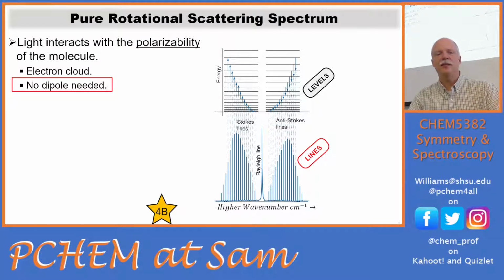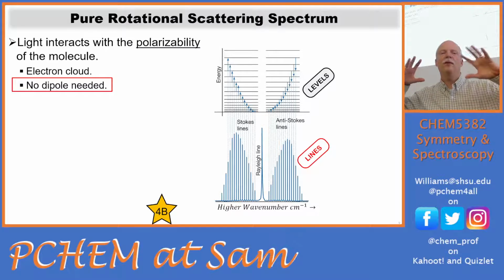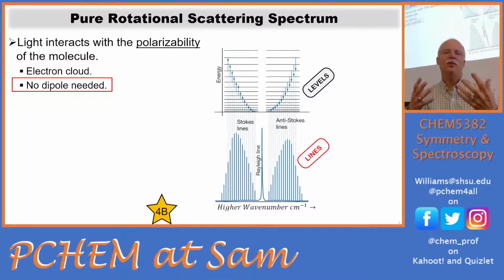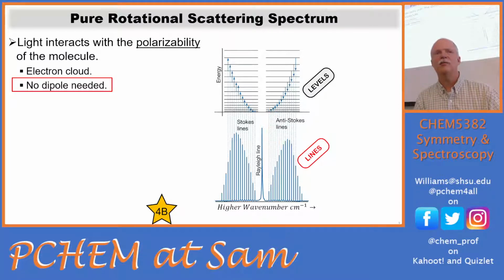And the big difference is for Raman, you're dealing with the electron cloud, not the dipole of the molecule. And so you don't need a dipole for light to interact with it. So you can do pure rotational Raman on homonuclear diatomics like nitrogen and oxygen. You can't do pure absorption spectra in the rotational region with anything that does not have a dipole. So oxygen's transparent, dinitrogen's transparent, microwave light goes right through those.